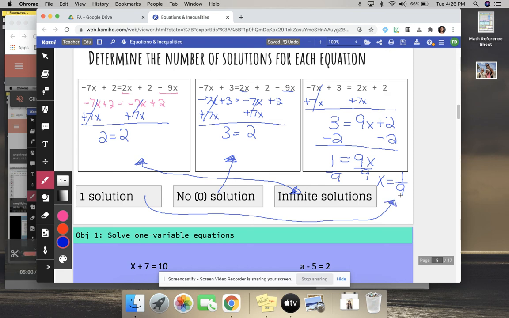X is equal to something. So that 1/9 is going to be the solution, the only solution to this last problem.